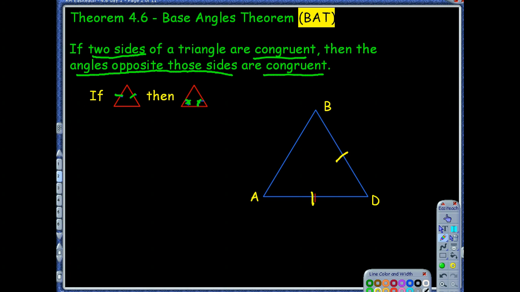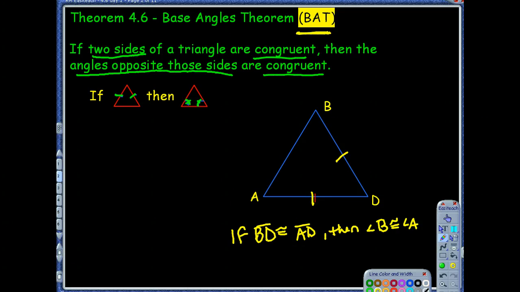Given this picture of triangle ABD, and we know that side BD and AD are congruent, what else do we know? If BD is congruent to segment AD, then the angles opposite those sides are congruent. So angle B and angle A are congruent. When we're proving triangles congruent and then using CPCTC to prove other parts congruent, we like to have more congruent statements. The nice thing about this is it gives us more pieces that are also congruent.